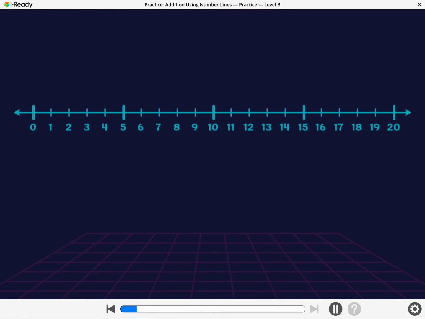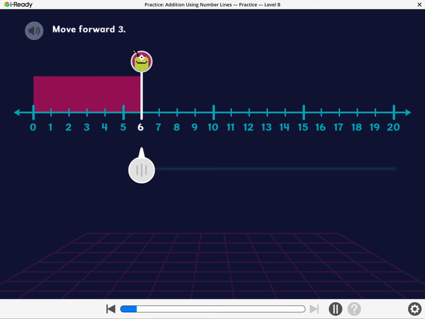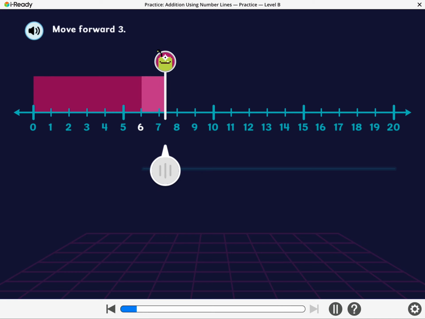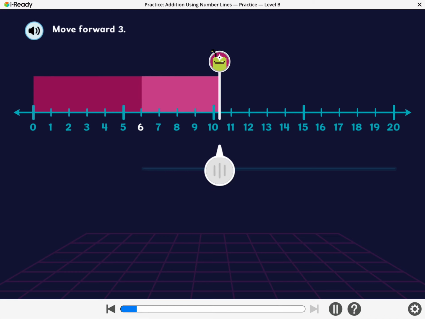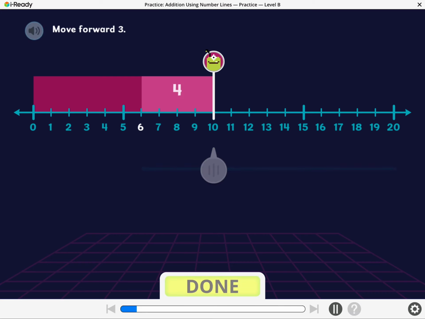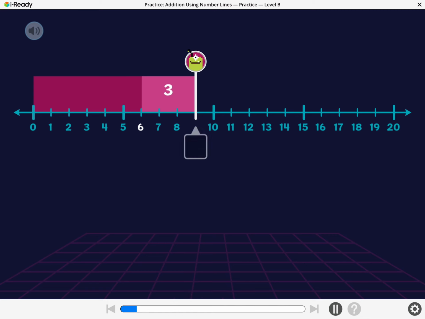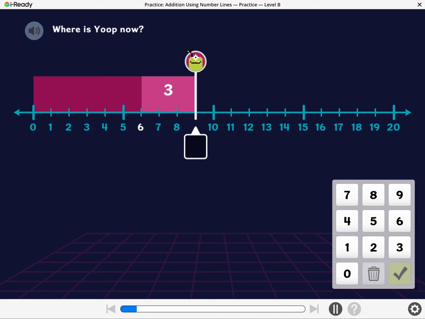Let's practice adding using number lines. Youp is at 6. Move forward 3. Move forward 3. Try again. Yes! Where is Youp now?